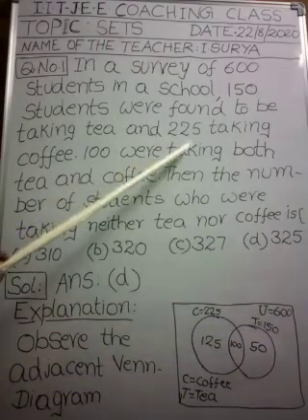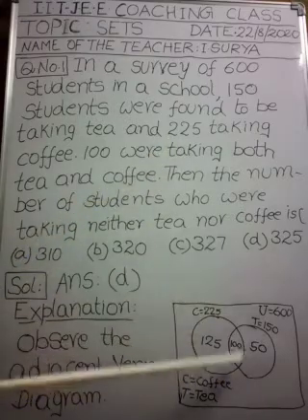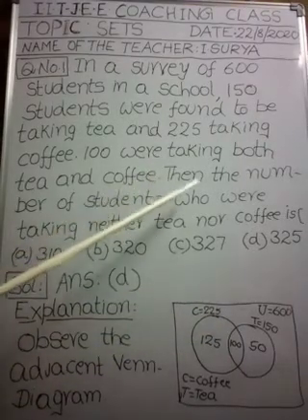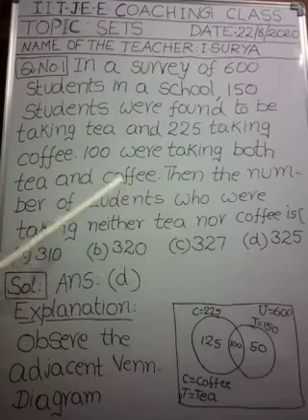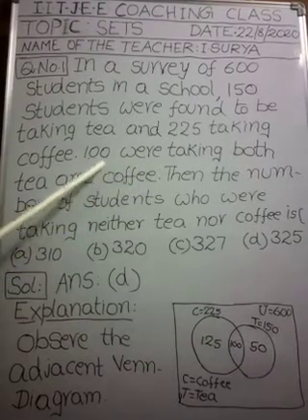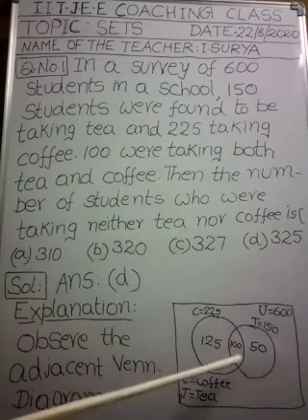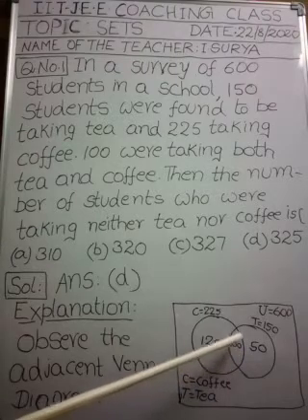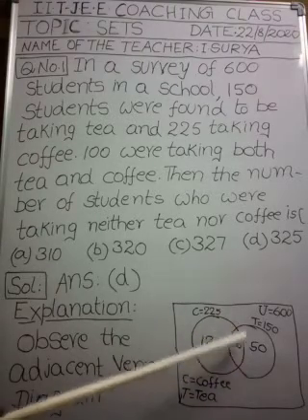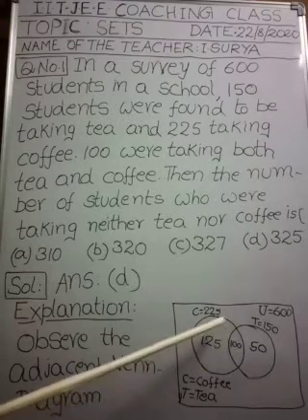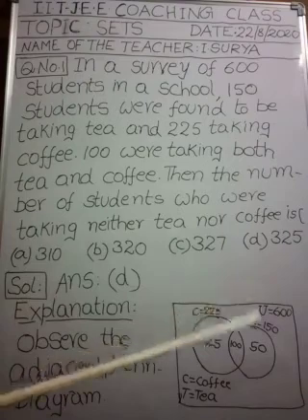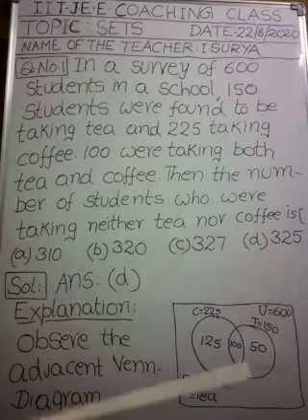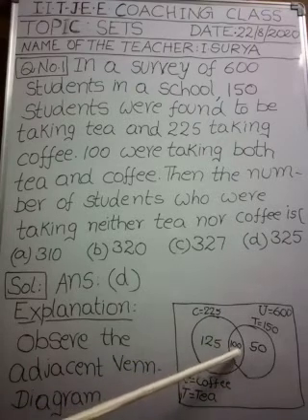How many students are taking coffee? 225. In this total circle, there should be 225 students. And what is given? 100 students are taking both tea and coffee. So I have written that number. Do you remember this part denotes the common part, the intersection part of C and T. So first we fill that common part and we fill the remaining parts one by one. So first I filled this intersection part, 100.